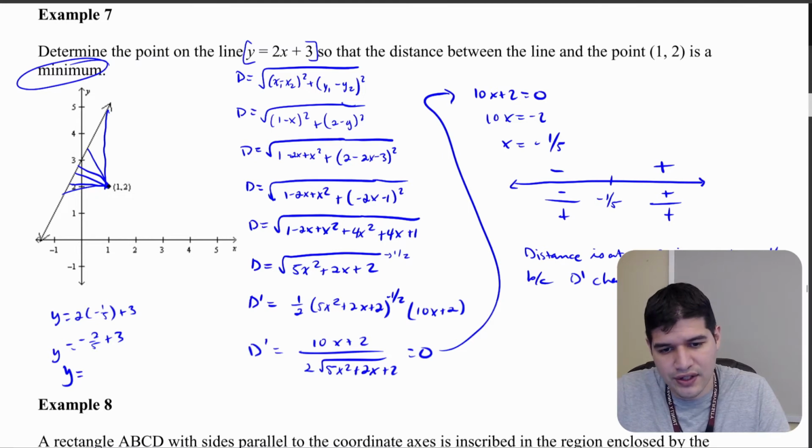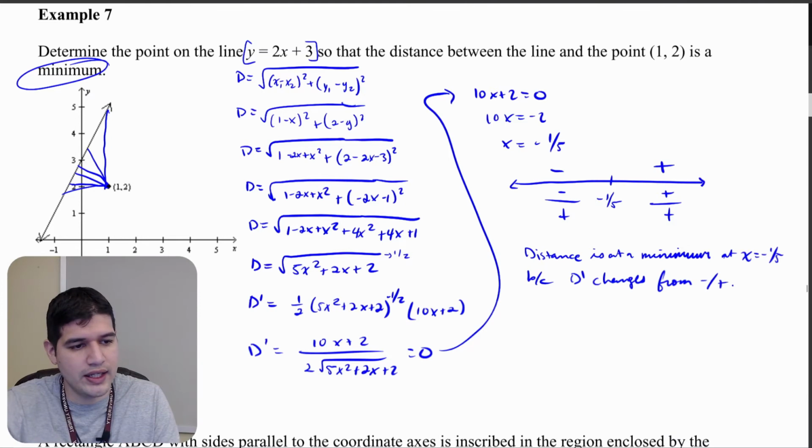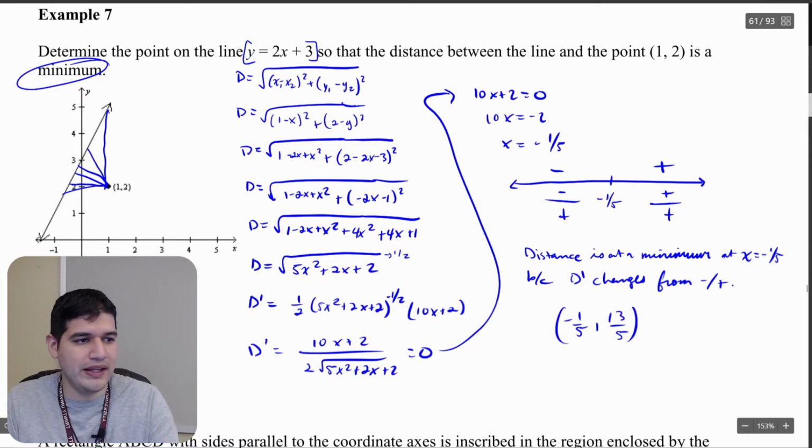So that's 13/5. So the coordinate that I want is -1/5, comma 13/5. That is going to be the exact coordinate.